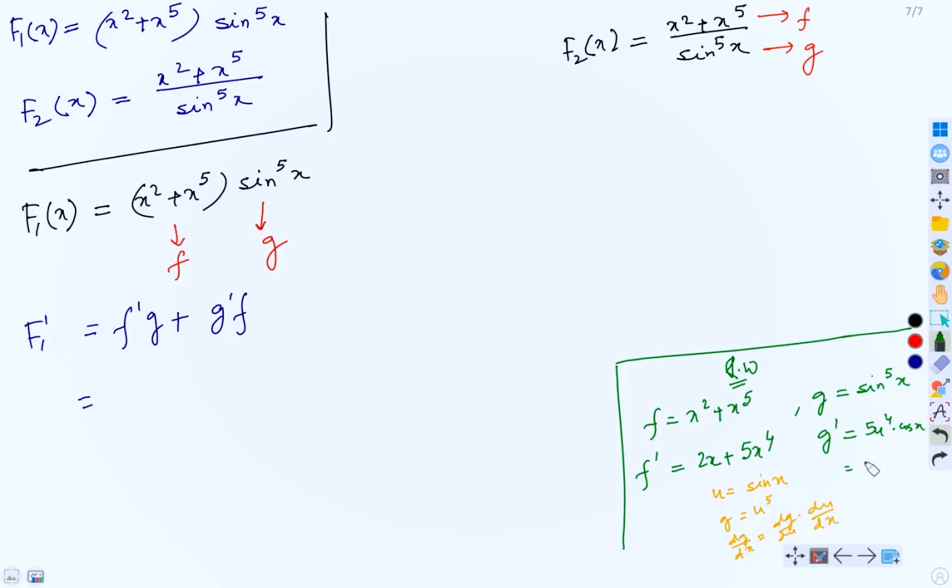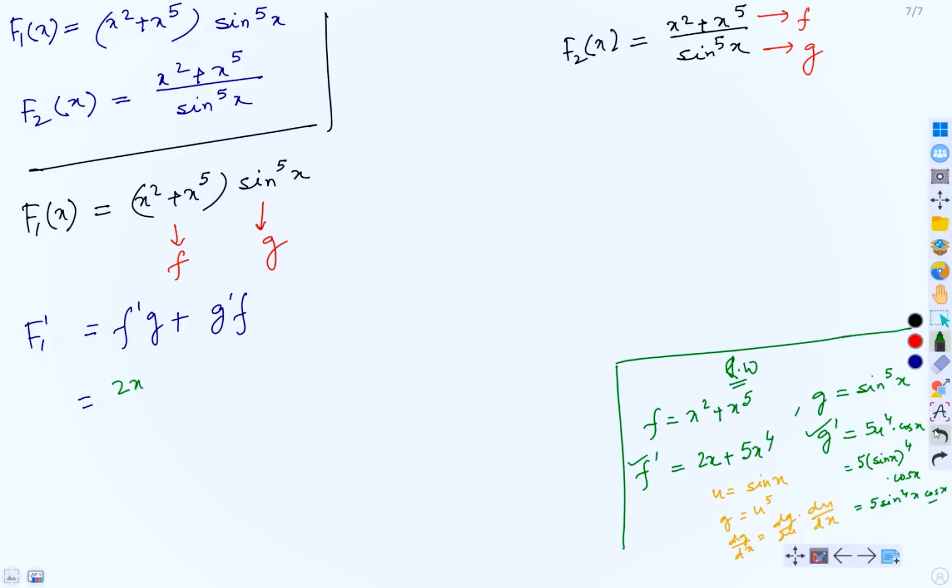Now substitute the value of u, and we have 5 sin^4 x times cosine x. So this is our g dash, and this is our f dash. We will now just substitute the values here, that's all.